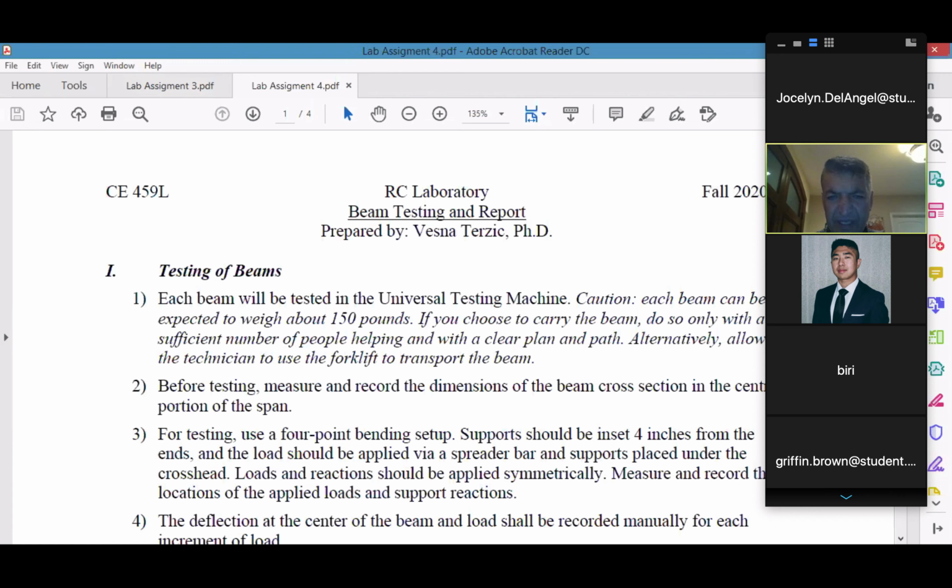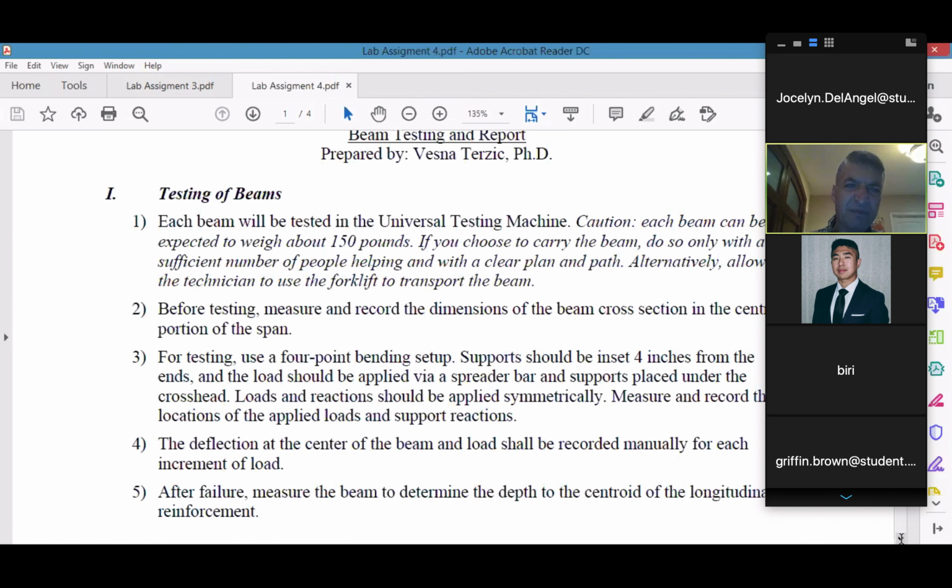Okay, so let's do a new share. Again, assignment number 4. Let's say now we poured the beam and the cylinders, and we waited 28 days minimum. Of course, we would not have hit 28 days exactly, as long as it's after that, because of the way the class is scheduled. So after 28 days, we will go to the lab and do what? Test the beams and the cylinders. And that's what assignment number 4 is: testing of beams and cylinders.